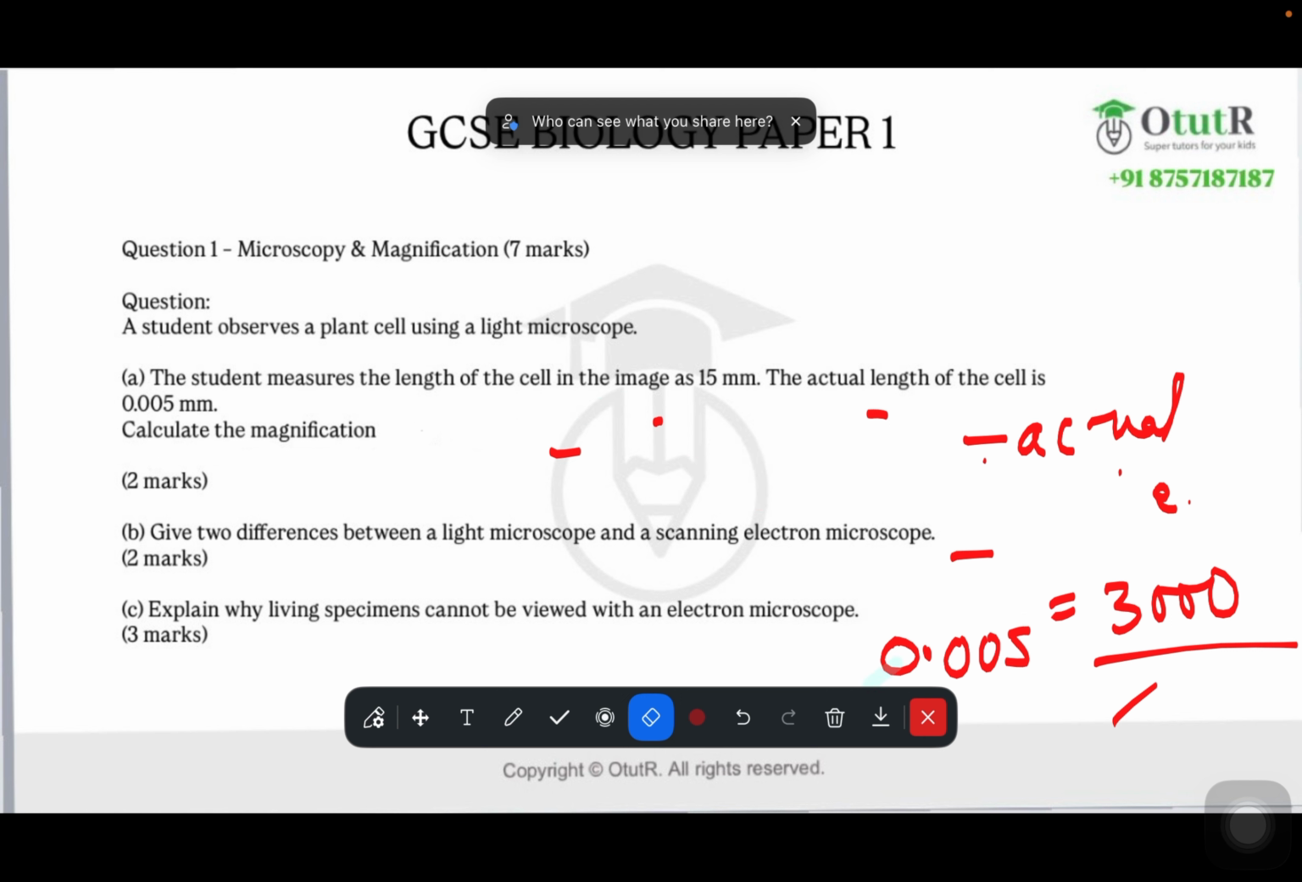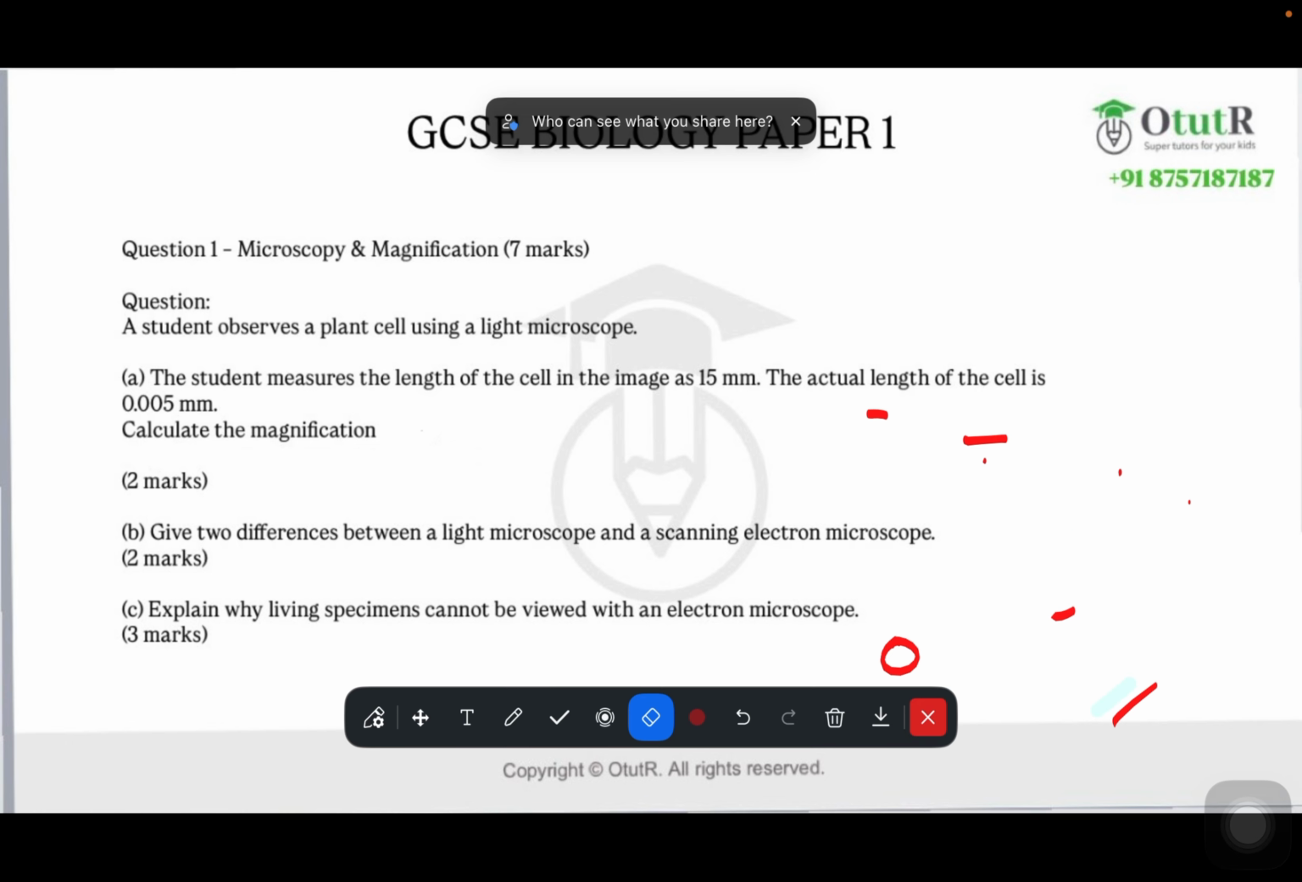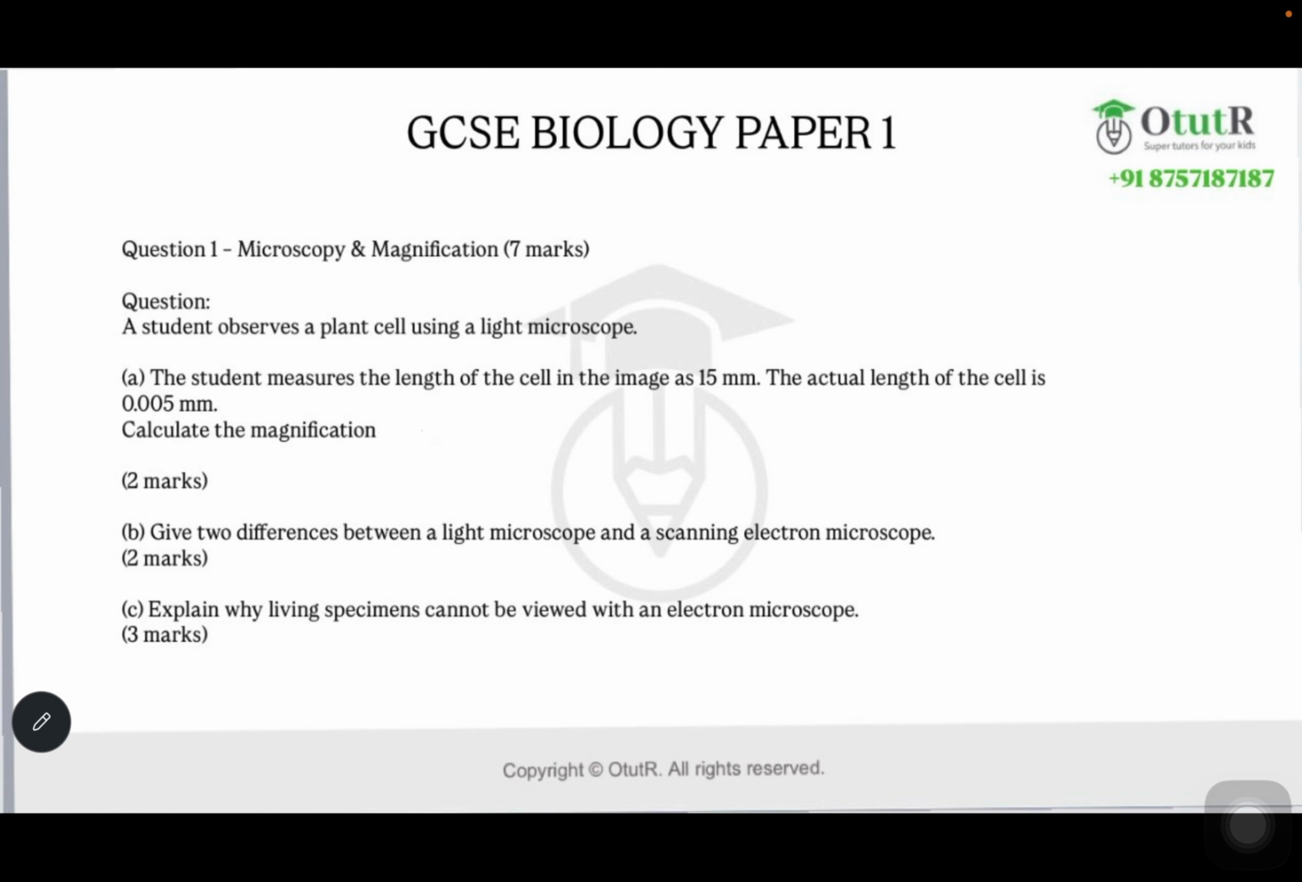Next, give two differences between a light microscope and a scanning electron microscope. So we can take any two forms. The light microscope uses light and electron microscope uses electrons. Light microscope has lower resolution and electron microscope has a higher resolution. We can take other points as light microscope has lower magnification whereas electron microscope has higher magnification. Light microscope can view living specimens whereas electron microscope cannot.